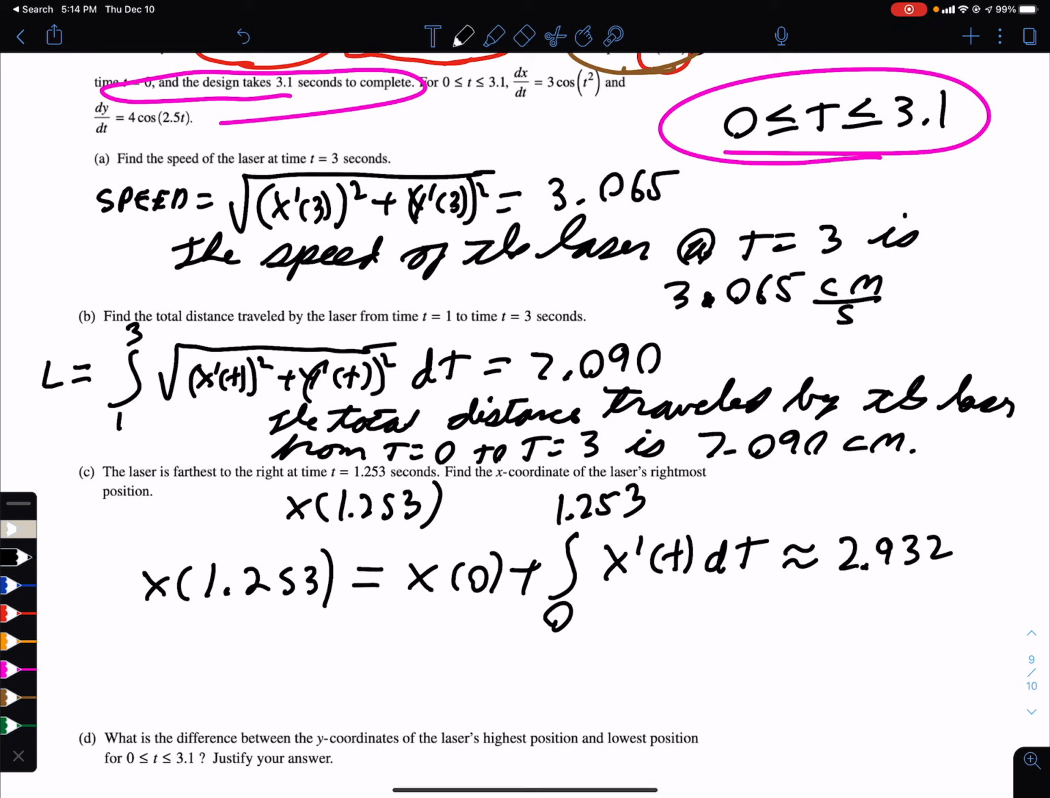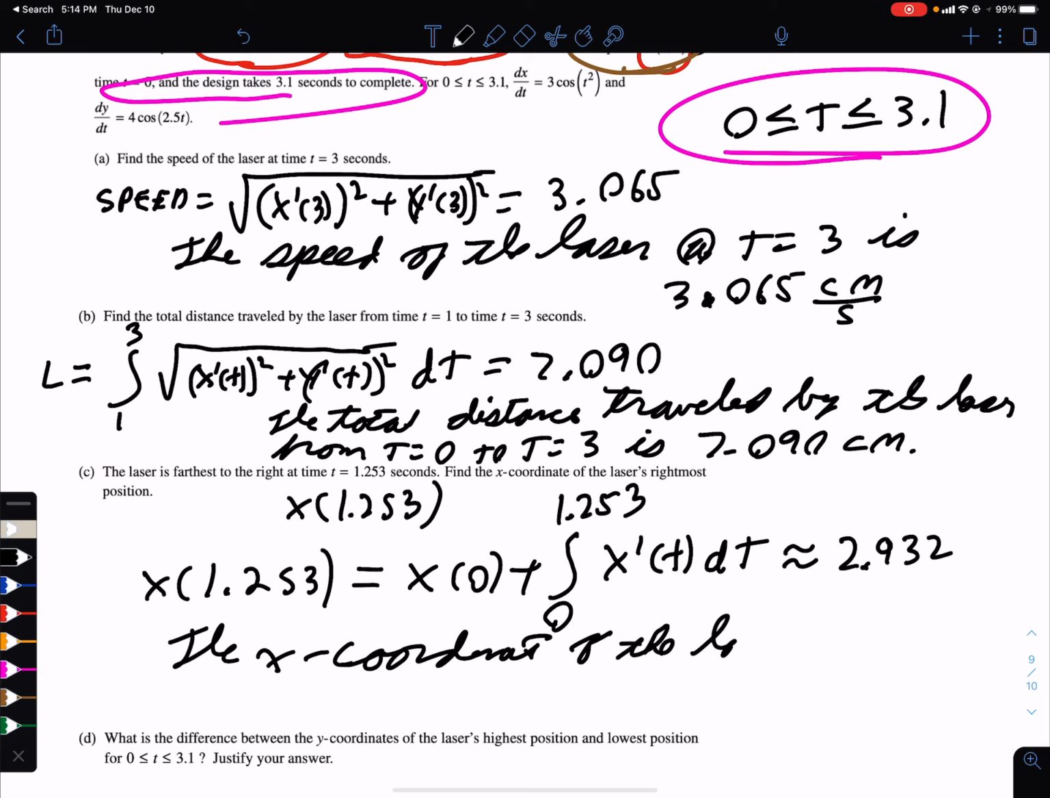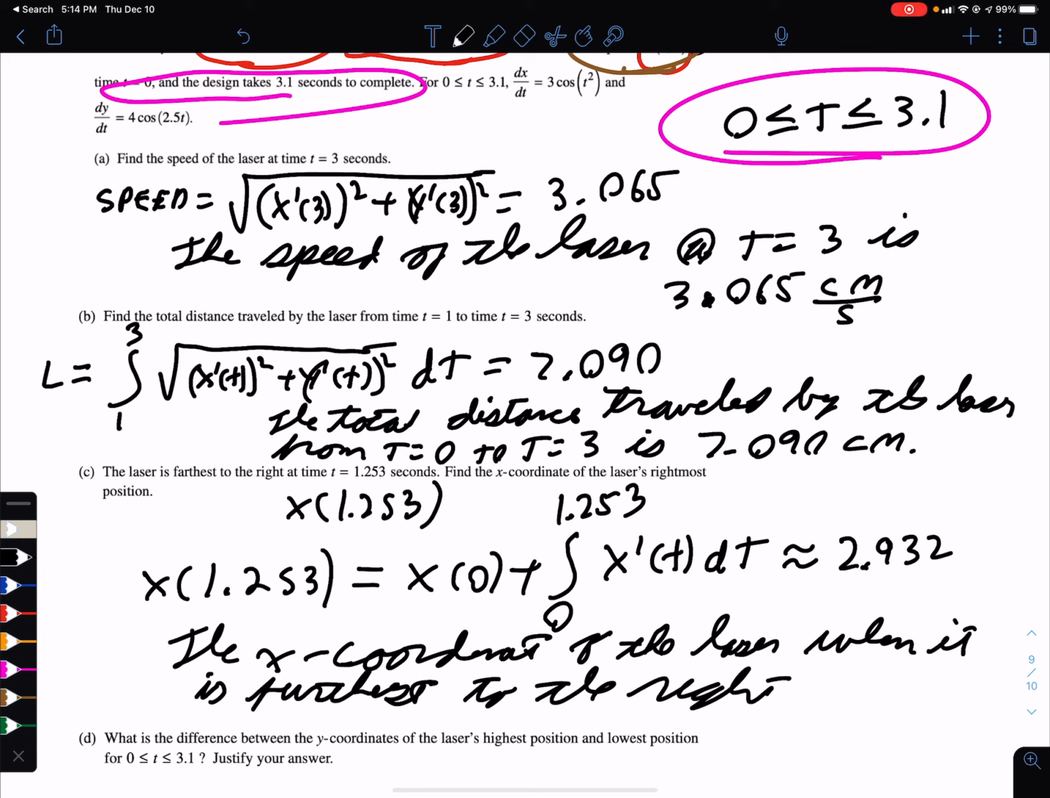2.932 approximately. So you could say the x-coordinate of the laser when it is furthest to the right is 2.932 centimeters. Done.